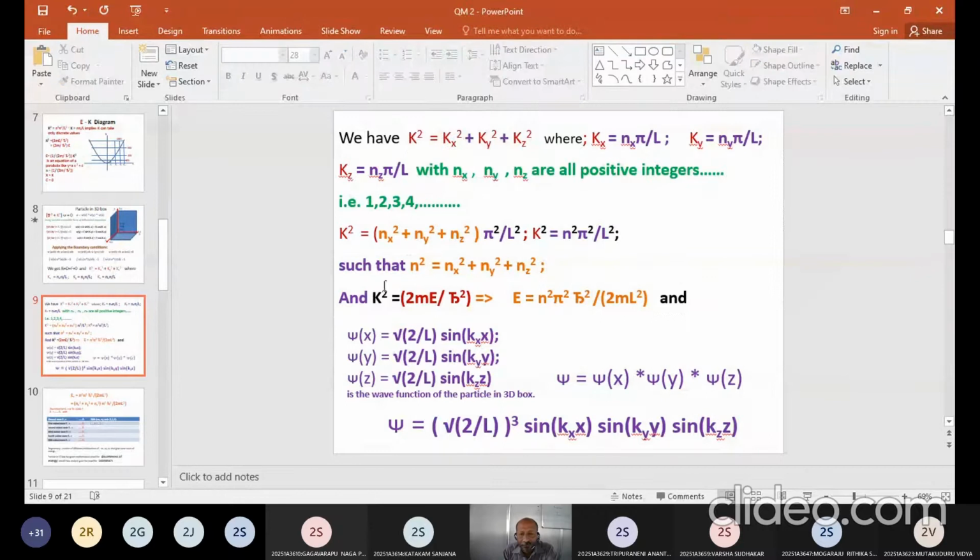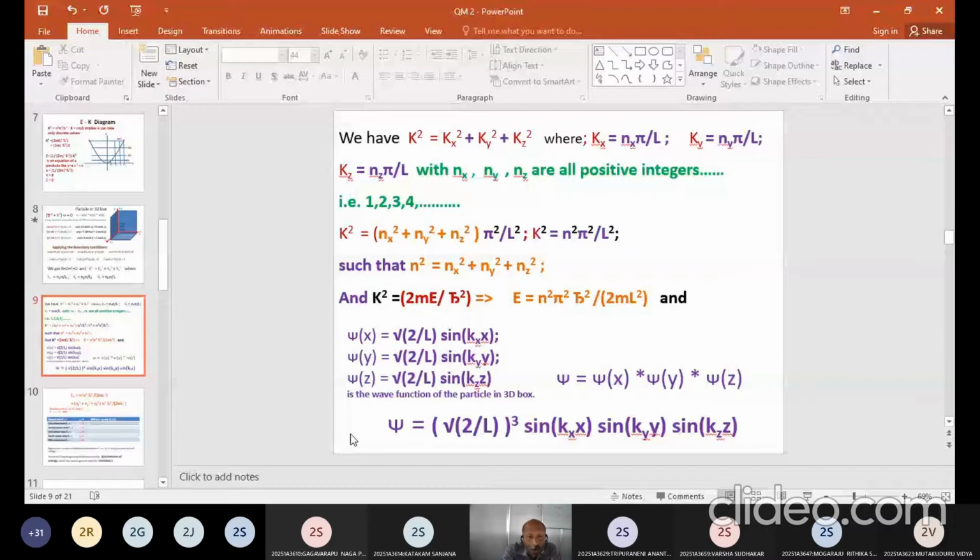Now this is the condition, and when I try to apply the third condition, integration of psi star psi dx is equal to 1, I get psi x psi y like this, and finally the particle in a three-dimensional box satisfies this particular wave function. Or the particle in a three-dimensional box is represented by this particular wave function. That's it, nothing much complexity over there, just extended it to 3 dimensions.